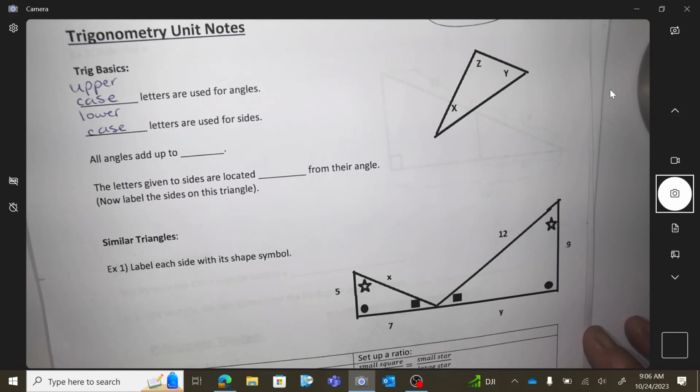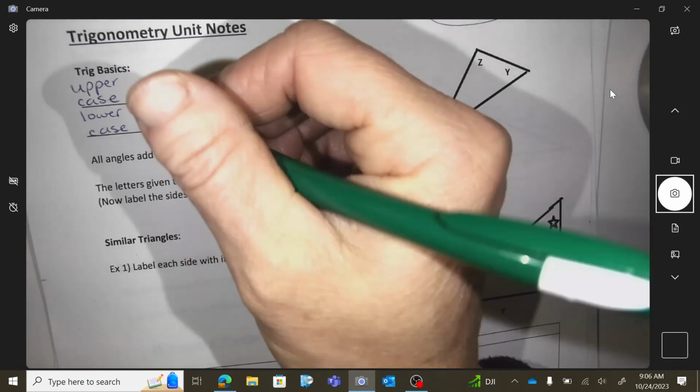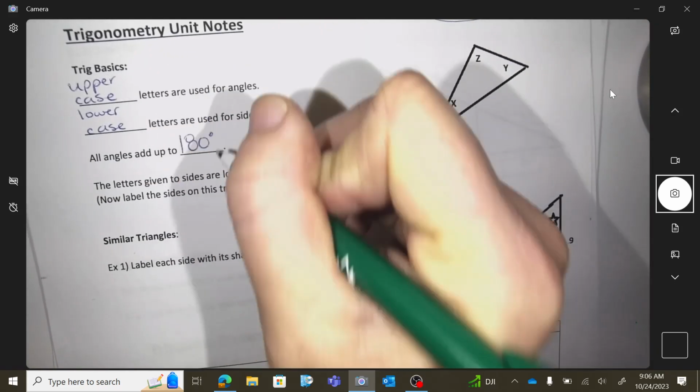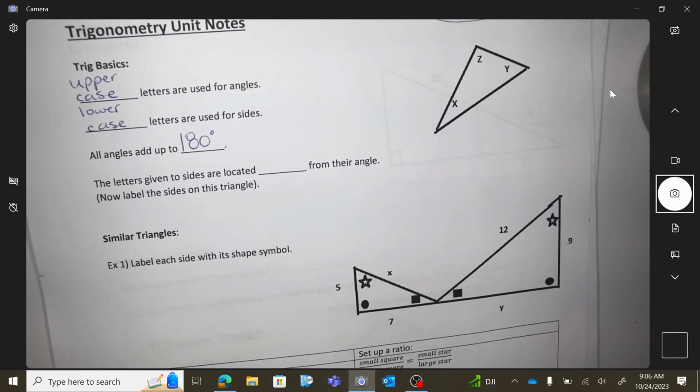Maybe we know this from the past. How many degrees are inside a triangle if you add up all the corners? 180 degrees. So that's a property we should have memorized.